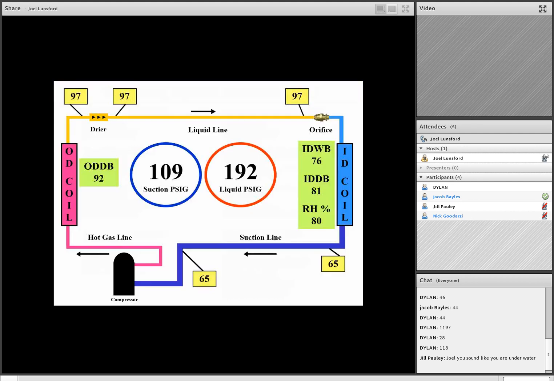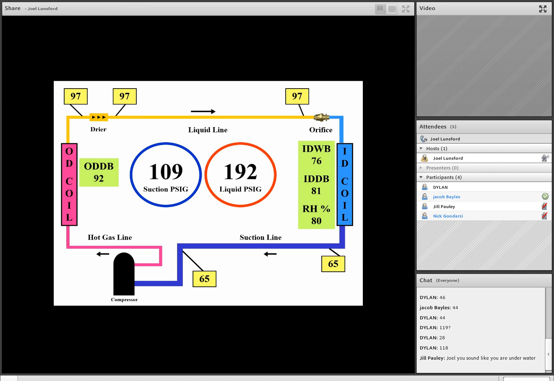So looking at our first service call screen, we see that it's an R22 unit. We have white background on the gauges. In addition, we see that we have an orifice type of metering device. So in this example, we should be looking at our superheat chart to find out what our superheat should be. So let's do that together as an example.